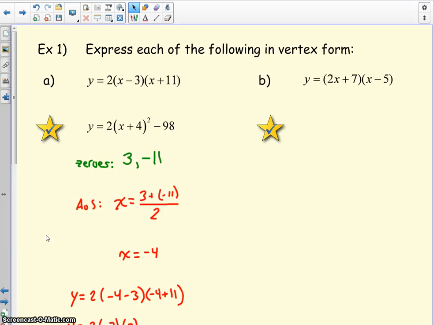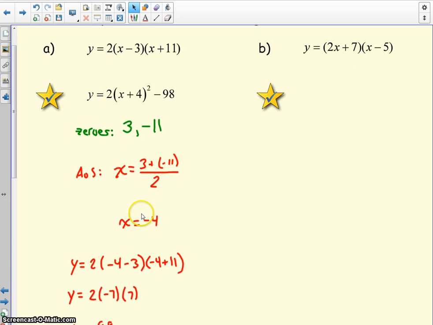Okay, so at the very least, check your answer for A right now. You should get 2 bracket x plus 4 all squared minus 98. To go through the steps of how I got that, first off, I found the zeros from factored form. My zeros were +3 and -11. I averaged those out to find the axis of symmetry, which wound up being -4. The axis of symmetry is the x value of the vertex.